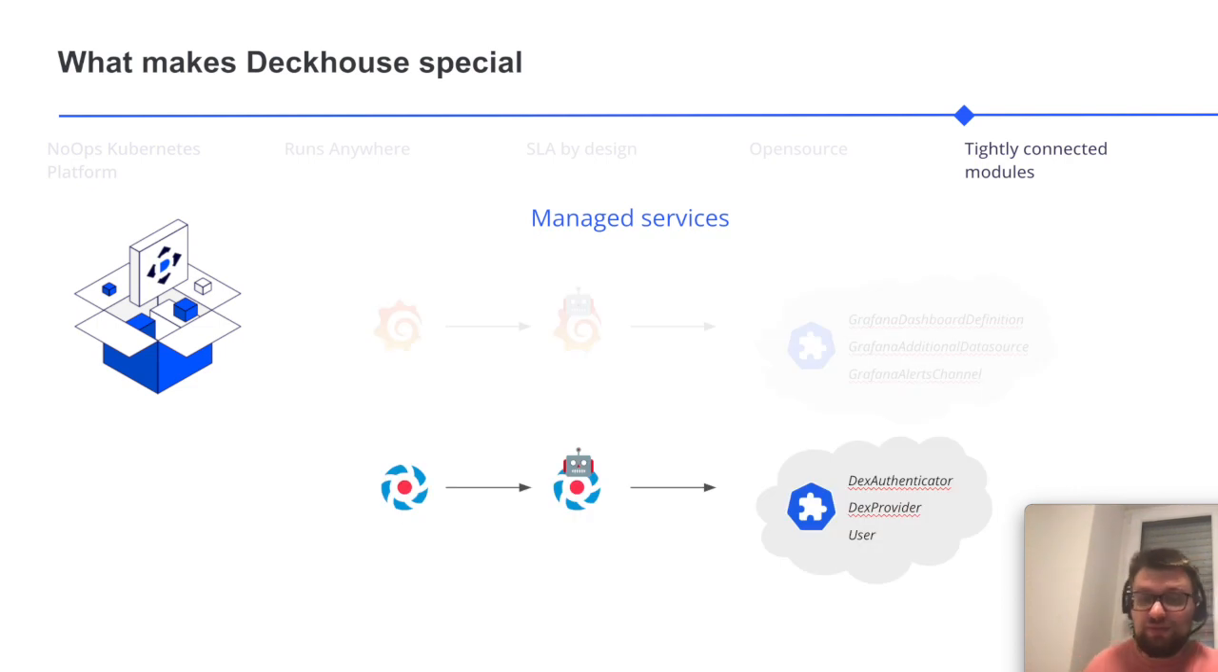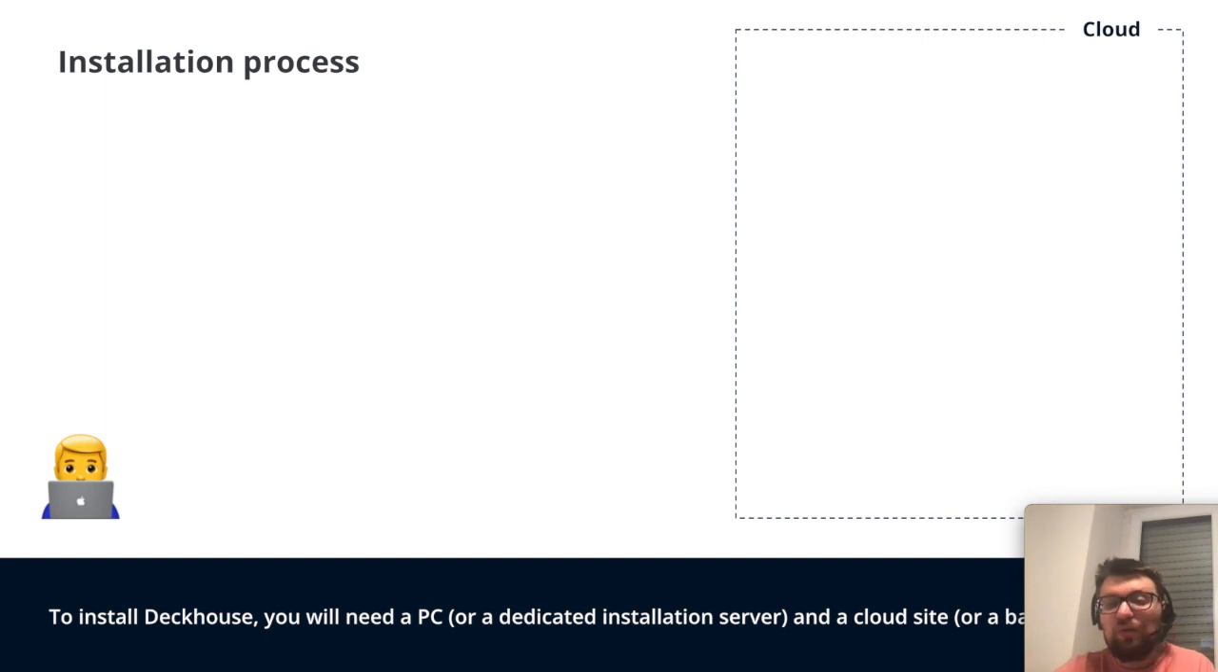And the same goes for Dex. Dex is not capable of being configured by custom resources. So we created our own set of custom resources, and Deckhouse can configure Dex with this set of custom resources also. We discussed how great Deckhouse is, but how to install one?